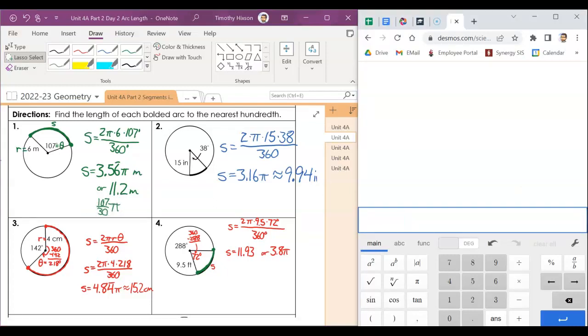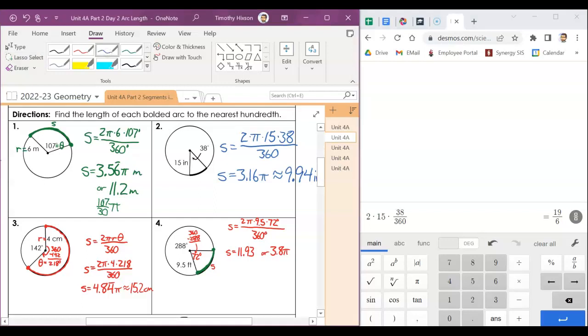Number 2 here, we have 2 times pi, I'll leave that off, times 15 times 38 over 360. That comes out to 3.16 repeating. I hit that, and we got 19 over 6. So I would enter my answer in Delta Math as 19/6 pi. Okay?